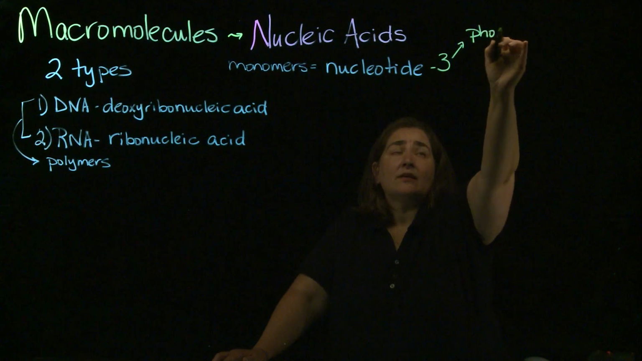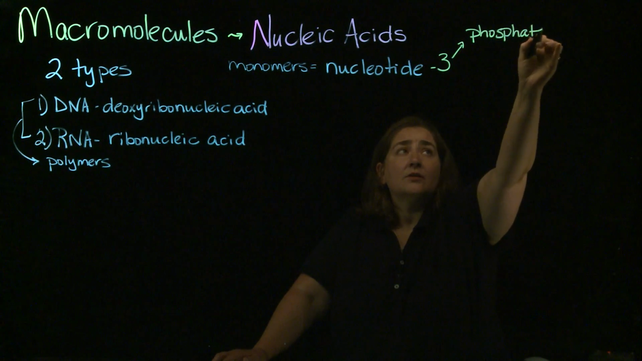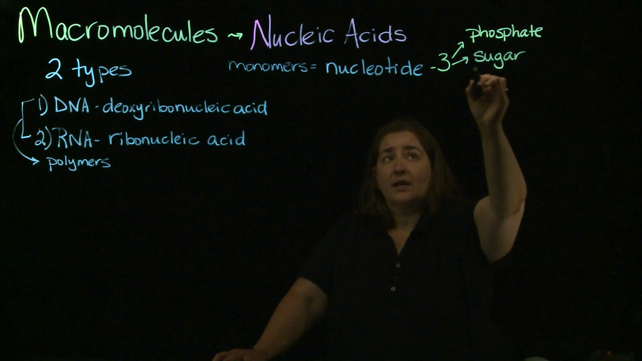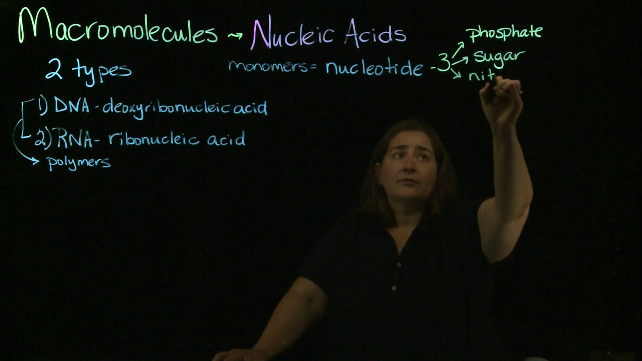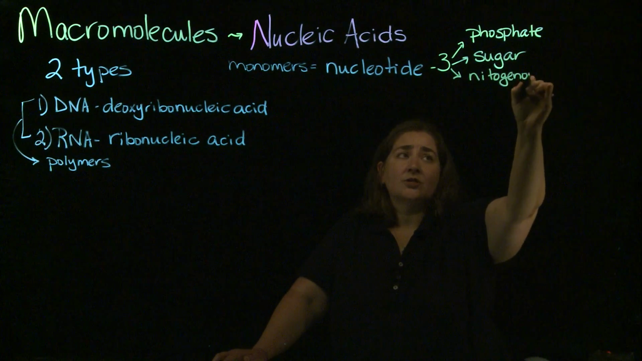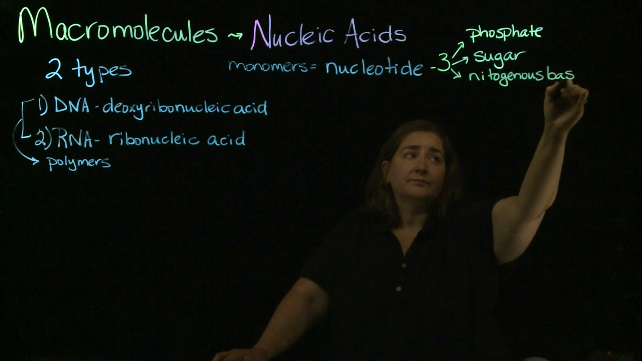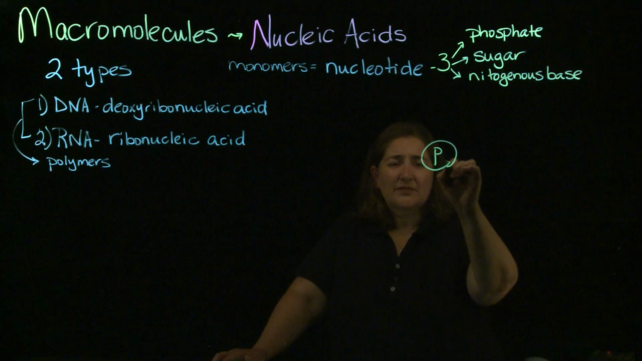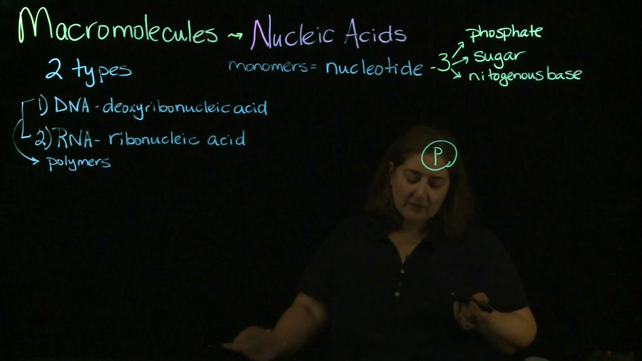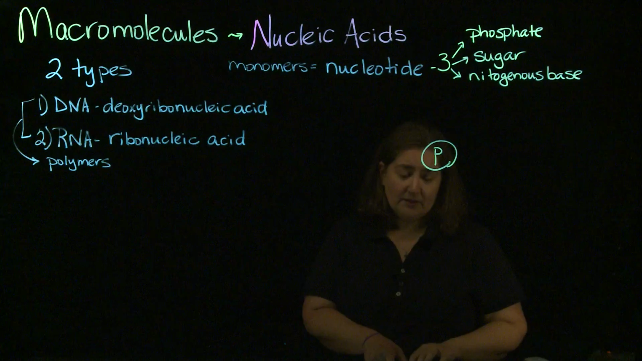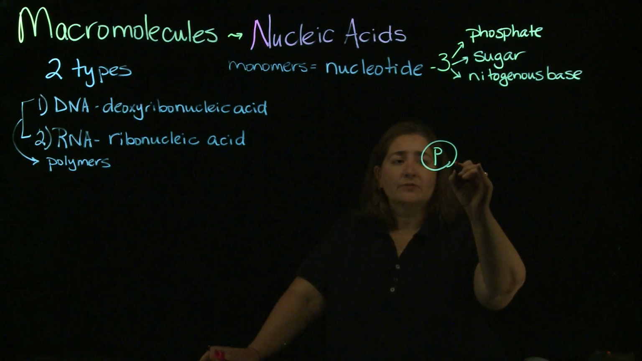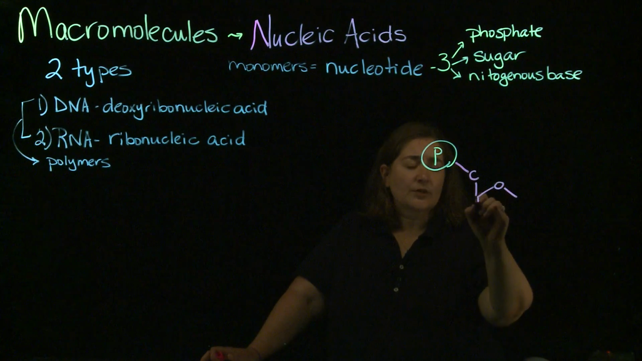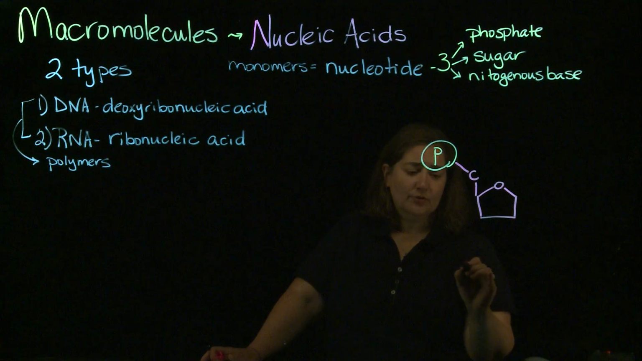We're going to have a phosphate group. We are going to have a sugar, and we are going to have a nitrogenous base. It's easiest, remember, to draw my phosphates just as the P. So there's our phosphate. Our sugar is going to be a pentose sugar.